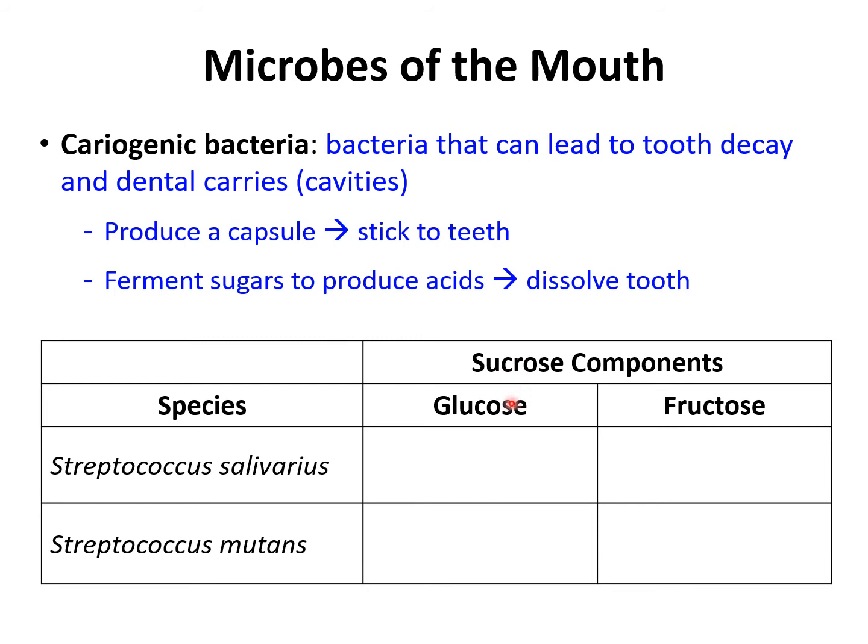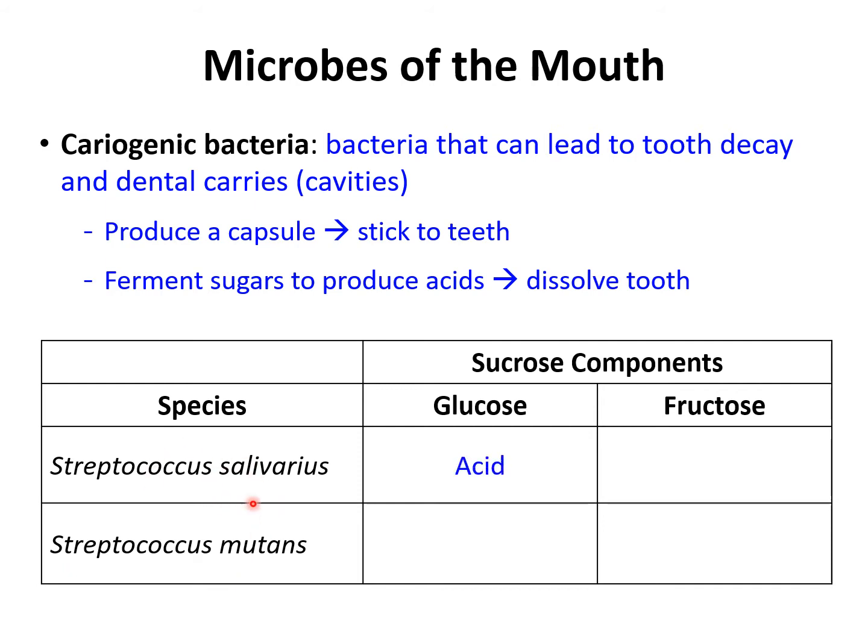Sucrose, that sugar, is actually made up of two sugars. So sucrose is a disaccharide. It's made up of glucose and fructose. Now, there are two Streptococcus species of bacteria that can lead to tooth decay. One of them is called Streptococcus salivarius, and the other one is called Streptococcus mutans.